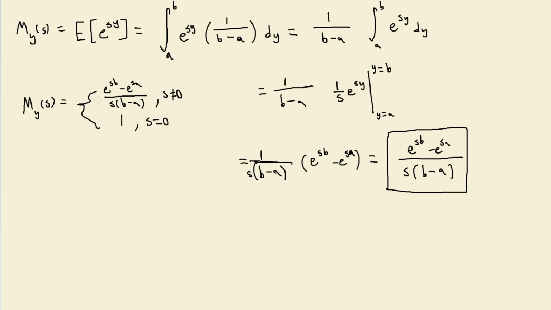full moment generating function, and it stems from the fact that the actual PDF for this distribution is going to be equal to 1 over b minus a when x is on the interval from a to b, and it's going to be 0 otherwise.